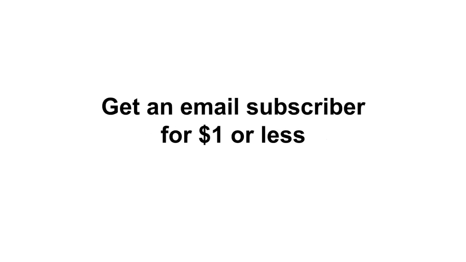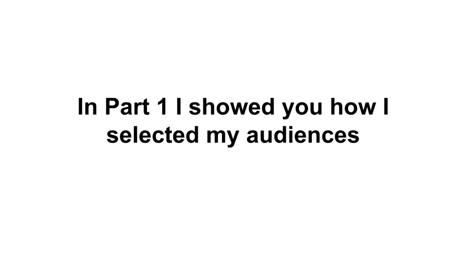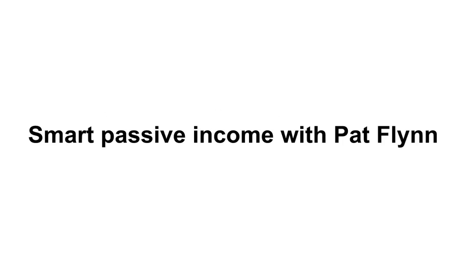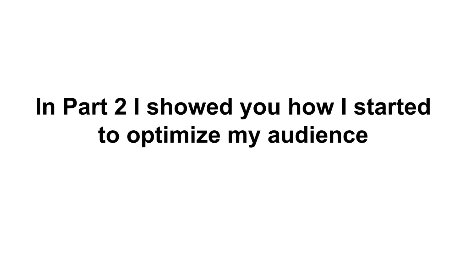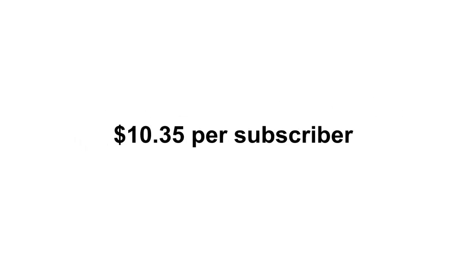To review, my goal is simple. Get an email subscriber for $1 or less for buildingsocialproof.com. In part 1, I showed you how I selected my audiences. They were Smart Passive Income with Pat Flynn and Social Media Examiner. In part 2, I showed you how I started to optimize my audience and got my conversion cost down to $10.35 per subscriber. Not very good.